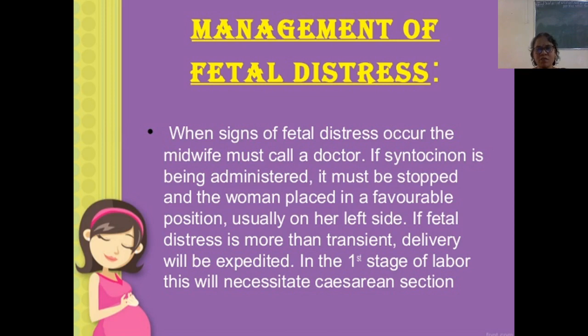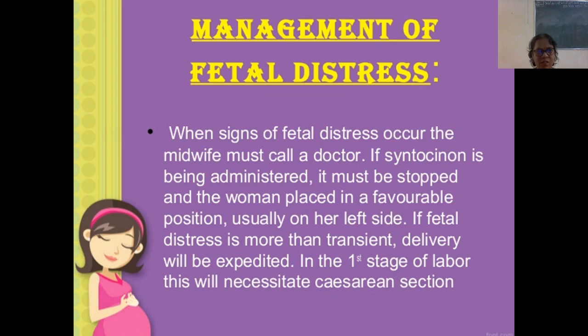Then management of fetal distress. When signs of fetal distress occur, the midwife must immediately inform and call for a doctor. If syntocinon or oxytocin is being administered, it must be stopped and the woman placed in a favorable position, usually on her left side.